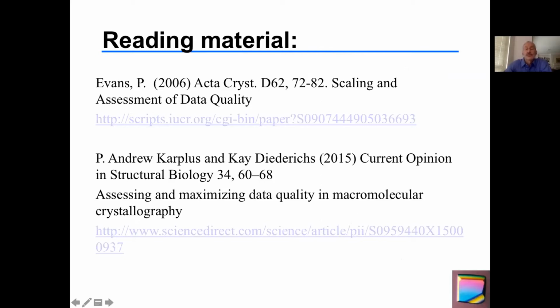Okay, so for some reading material on scaling and so on, which you can prepare yourself for the next lecture, I've given these 2 references, which are readily accessible. I think both of these are open access.